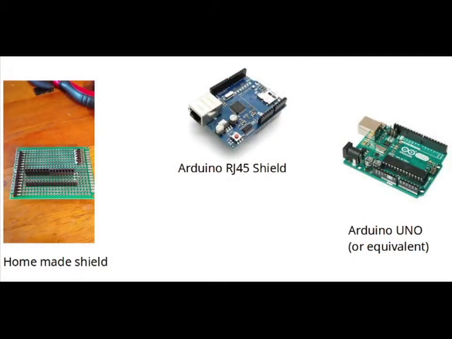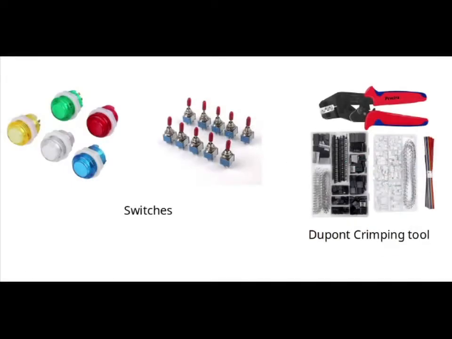So I'll show you a list of components you may need to buy if you want to do the same project. So, Arduino Uno, the RJ45 shield and the homemade shield. So for the homemade shield you need to build one yourself, to buy some pin header, male and female, and I will show you exactly why I needed it. Then here you have some switches you can buy. It's pretty cheap, arcade game switches that are very shiny, basic switches, and a Dupont crimping tool if you want to make your own wires, which is recommended.